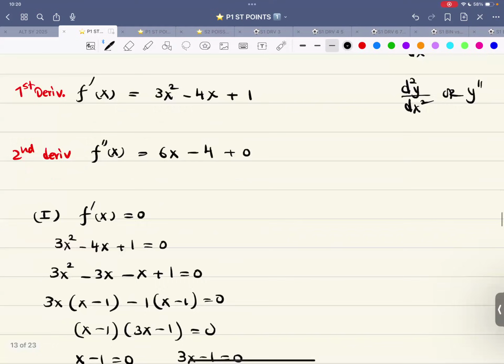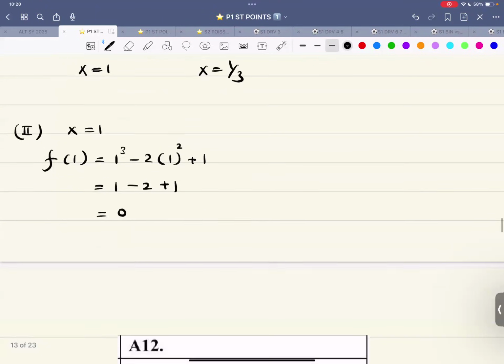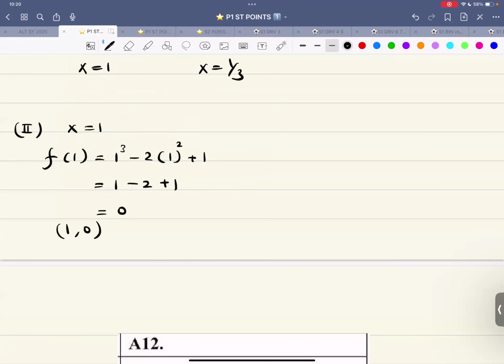Second step, when x is 1, f of 1, we need to evaluate the y value. x cubed minus 2x squared plus x. 1 cube minus 2 into 1 square plus 1. That is 1, that is 2, that is 1. This comes out to be 0. Therefore, (1, 0), that's the coordinate of the turning point.